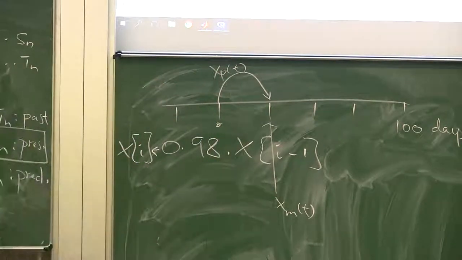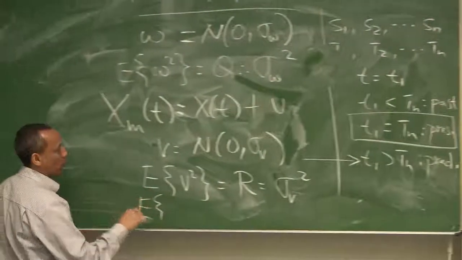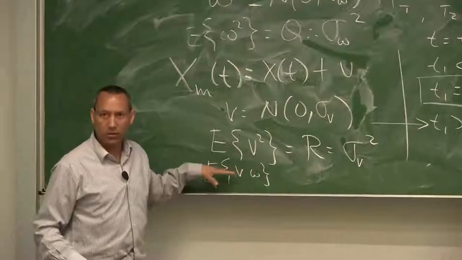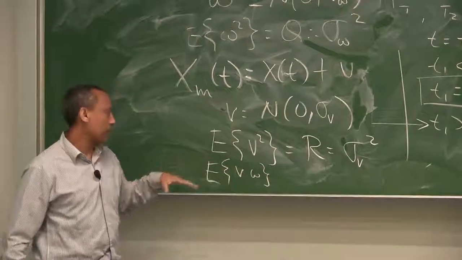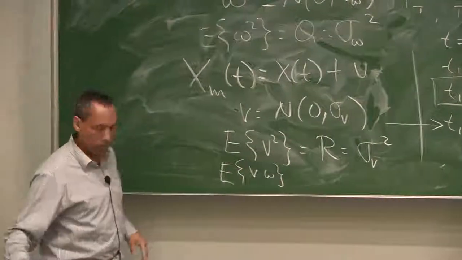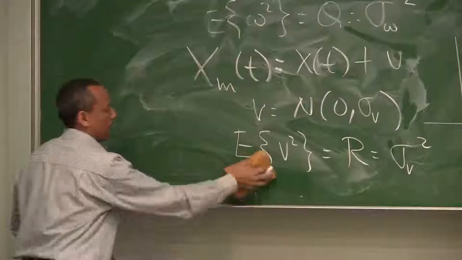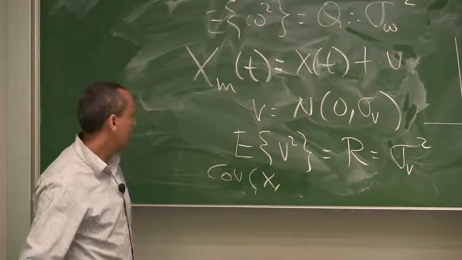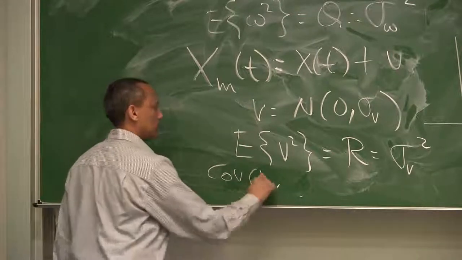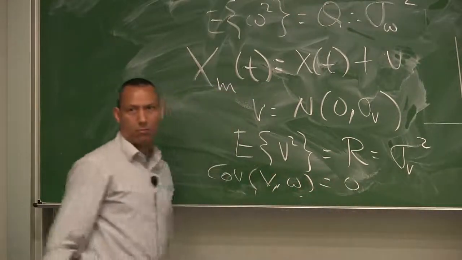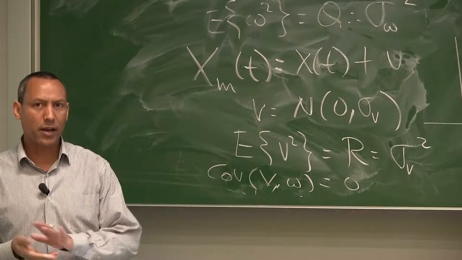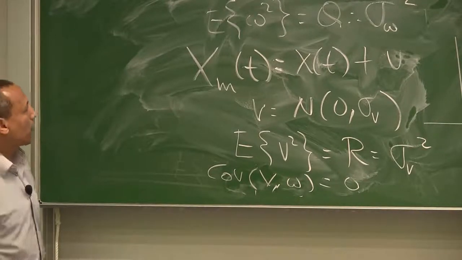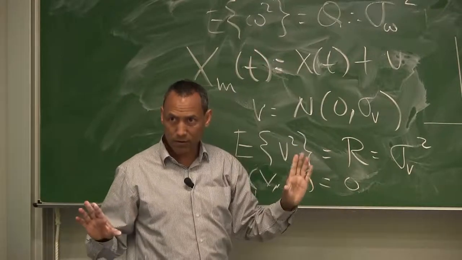So we say the expected value of V and W, they are independent random variables. In general, the covariance of V and W is zero. Knowledge of one does not help us to arrive at any conclusion about the other. Okay, so far the description is clear.